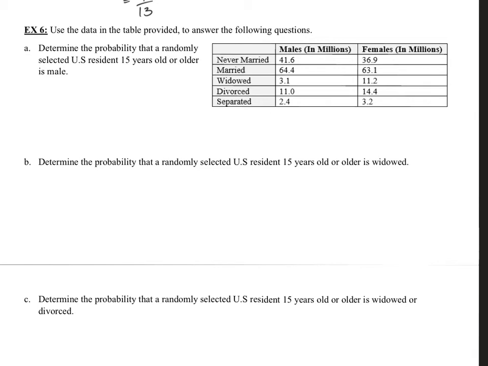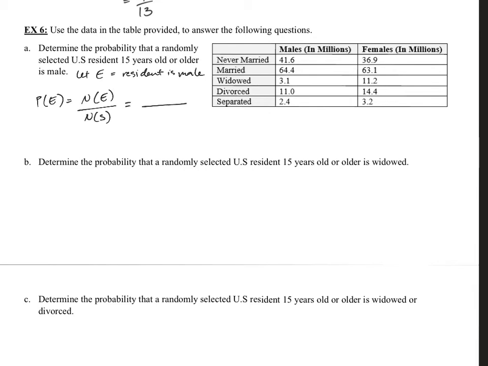Example 6. Use the data in the table provided to answer the following questions. Part A. Determine the probability that a randomly selected U.S. resident 15 years old or older is a male. Okay, so we're going to let E equal the event that the resident is male. To find the probability of E, we're going to find the number of that event divided by the total number of possibilities. So what is the total possibilities?